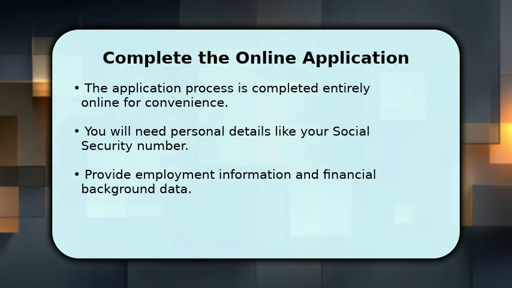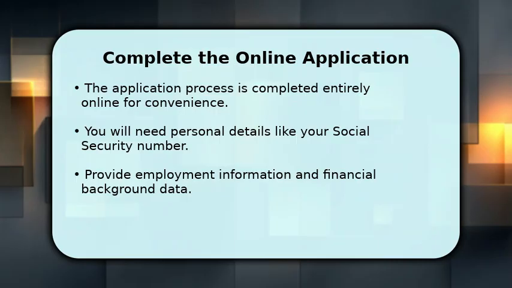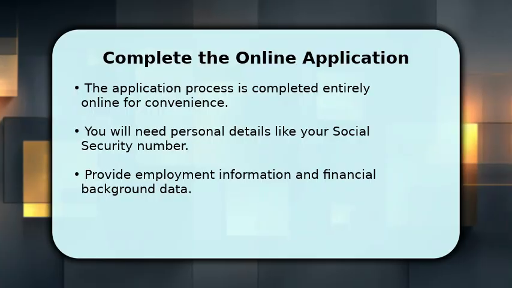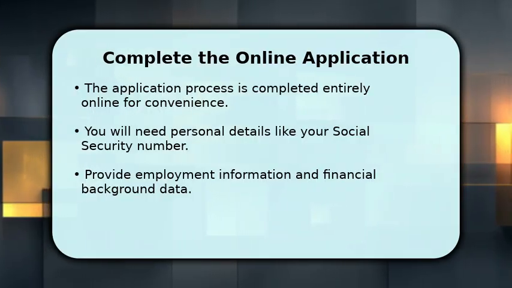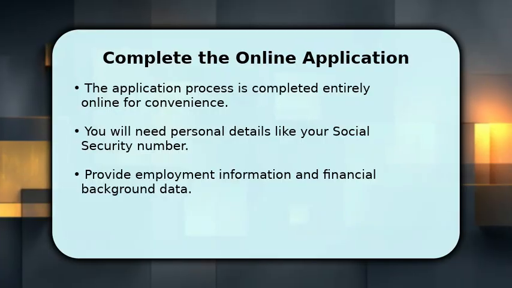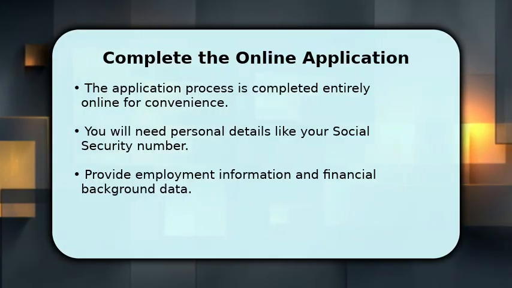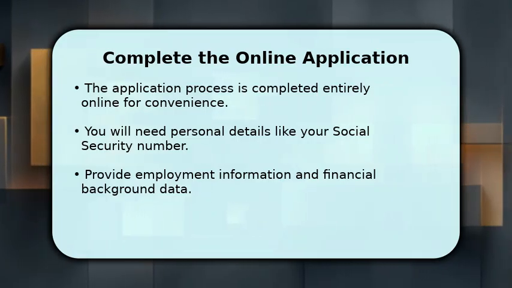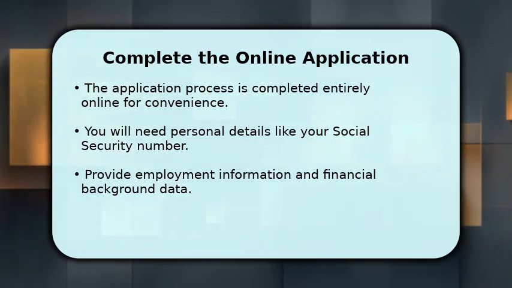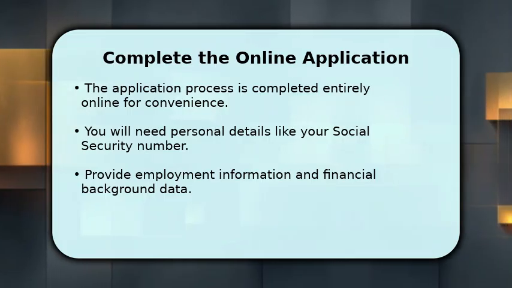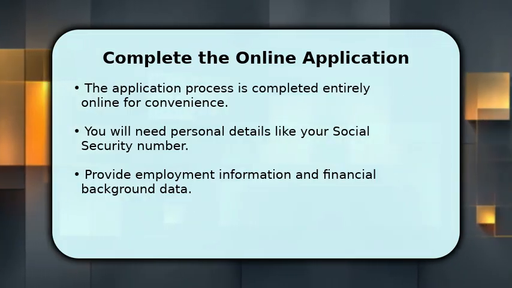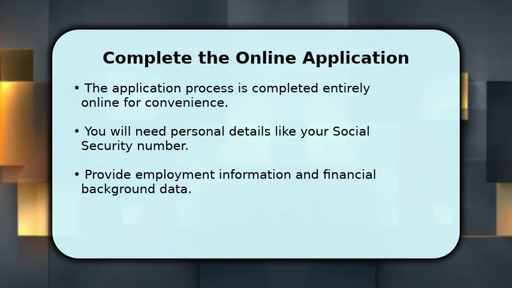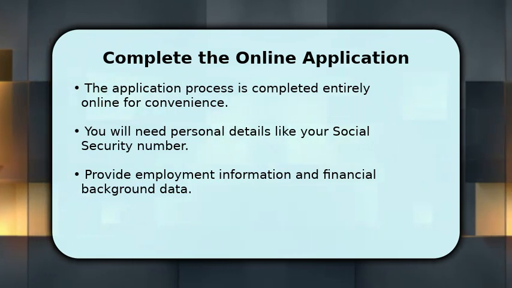Next, you will complete the online application, which is designed to be straightforward and efficient. You will need to provide essential personal information, including your Social Security number or taxpayer identification number, and details about your employment. Be prepared to answer questions about your financial background and investment experience. The entire process usually takes about 15 minutes to complete. Always double-check all the information you have entered before submitting to ensure accuracy and avoid delays.